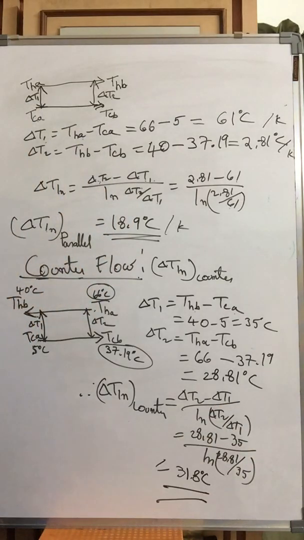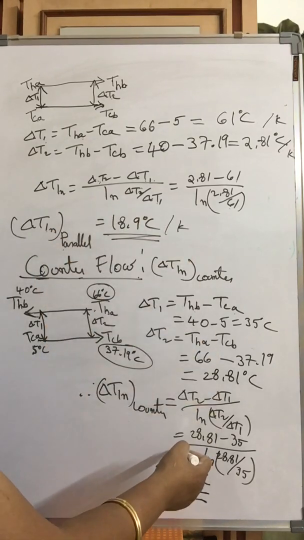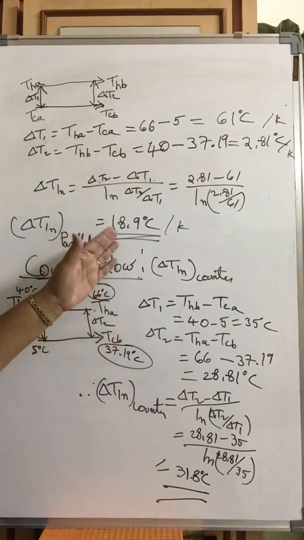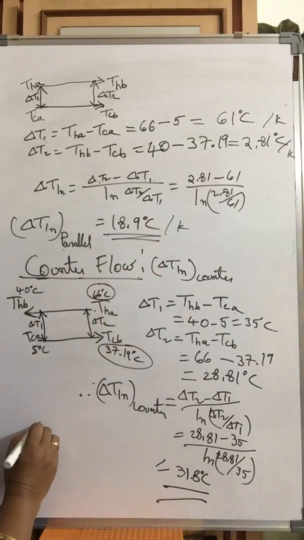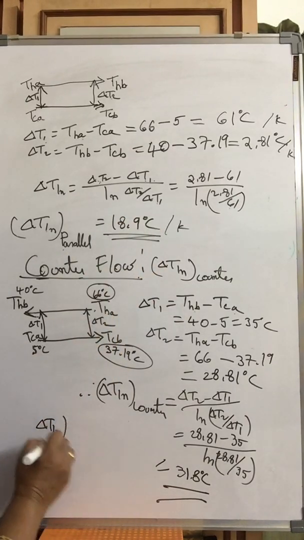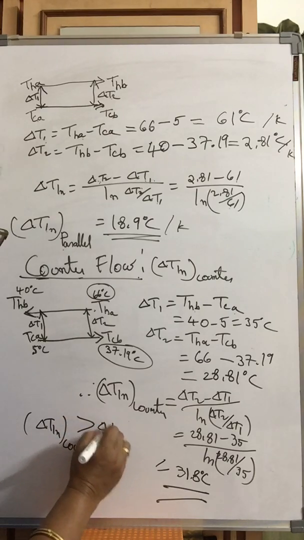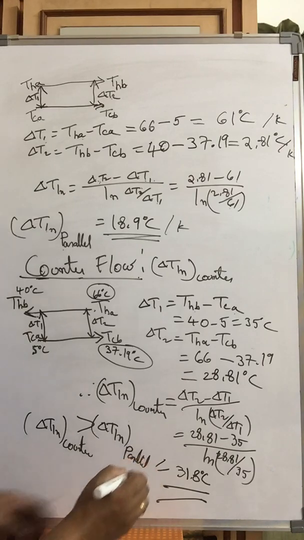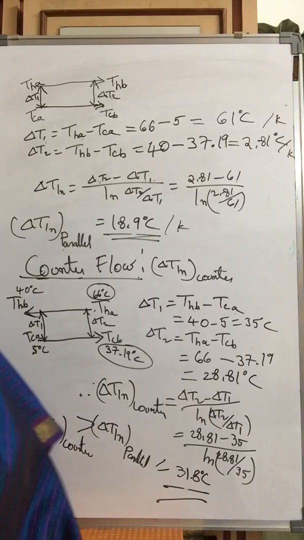Okay, so this is how to calculate LMTD for parallel and counter flow. And you can observe the concluding point: delta T ln for counter flow is greater than delta T ln for parallel flow. This is 31.8 and this is 18.9. Thank you.